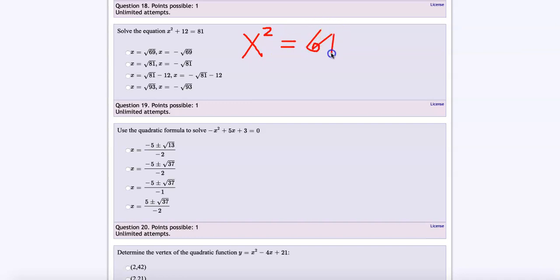Now we're going to have to take the square root of both sides. Now when you take the square root of both sides, don't forget that you have to have the plus minus, and make sure it's on the right hand side here. So x is then equal to plus or minus the square root of 69, which is your first answer choice.